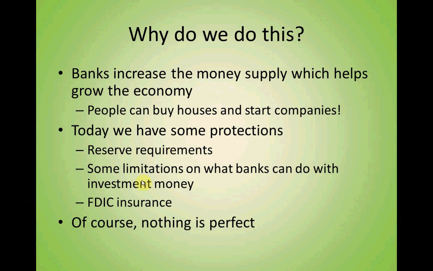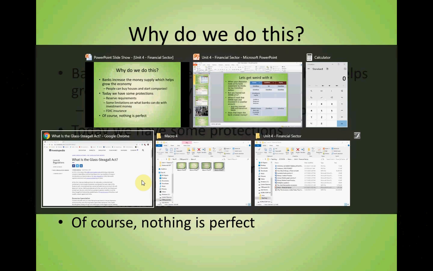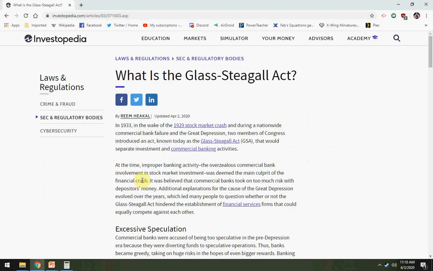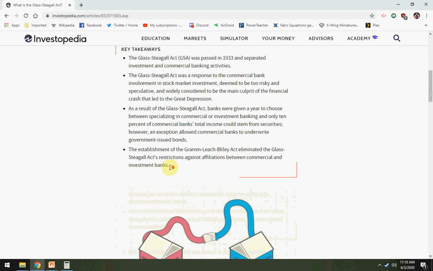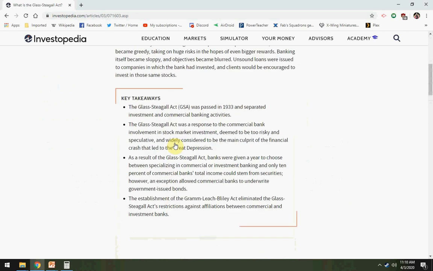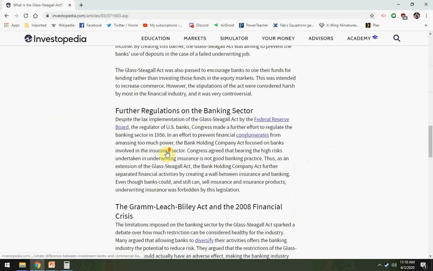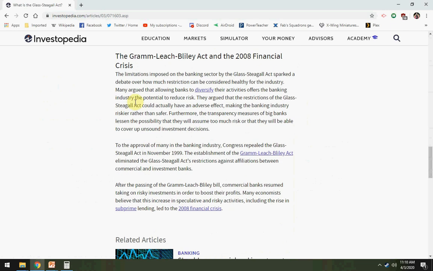We got rid of this, but if you're curious, after the stock market crash and the bank runs of the Great Depression, we passed the Glass-Steagall Act, which we repealed in 1999. Yeah, repealed it in 1999.